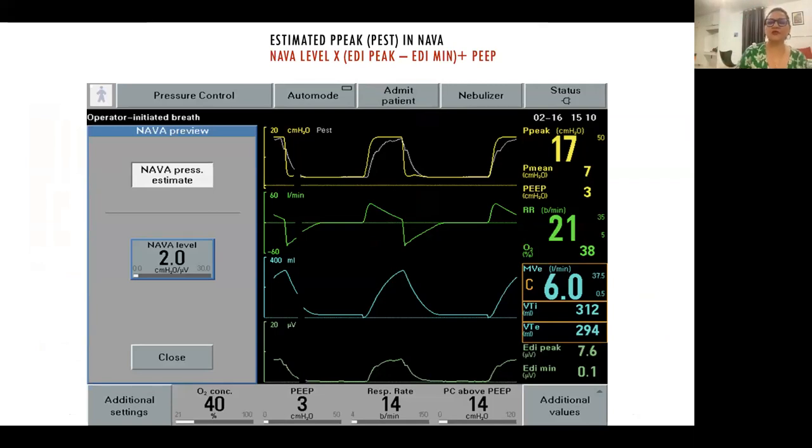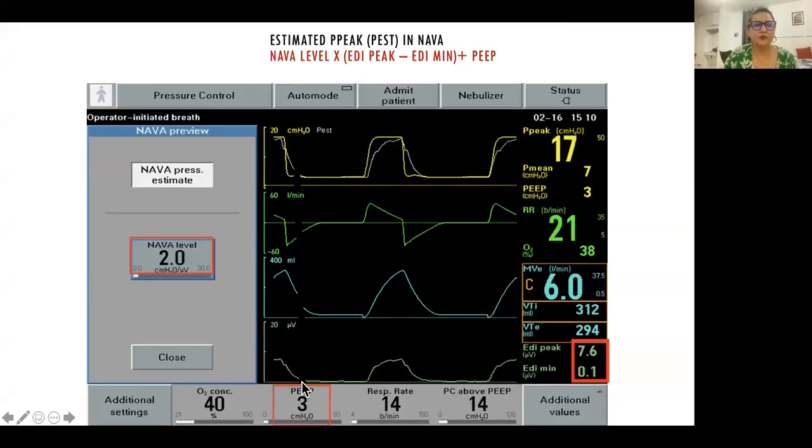Now see, how do we set? Now this is invasive Nava which we are setting. So you see, the EDI peak is 7.6. EDI minimum is 0.1. So 7.6 minus 0.1 is 7.5. The Nava level is kept as 2. Seeing the baby's requirement, the PEEP is kept as 3.